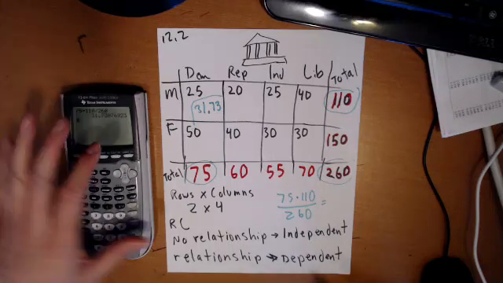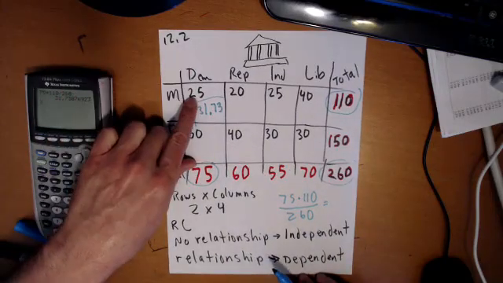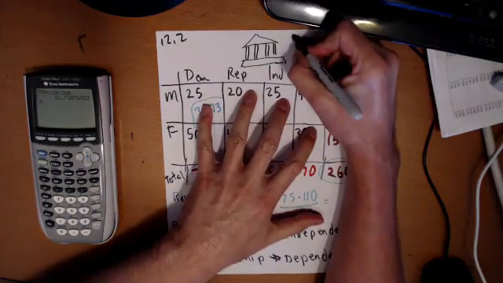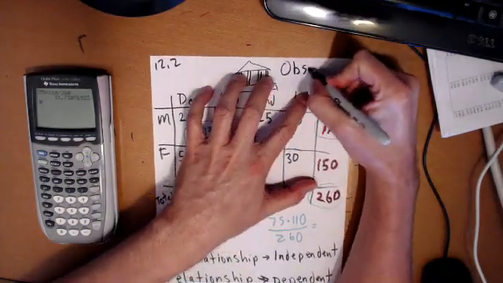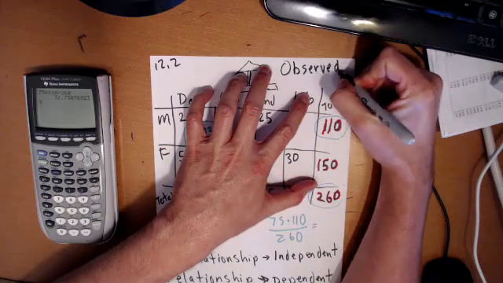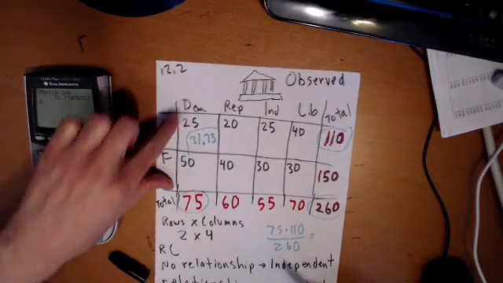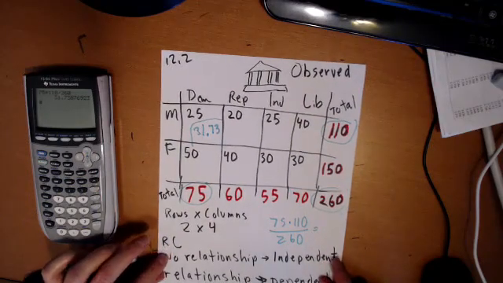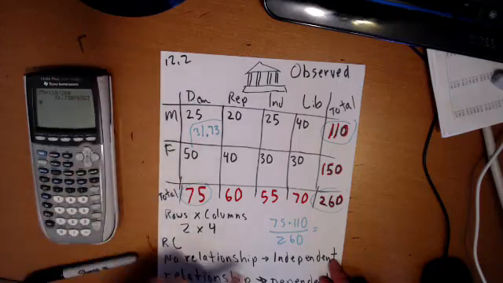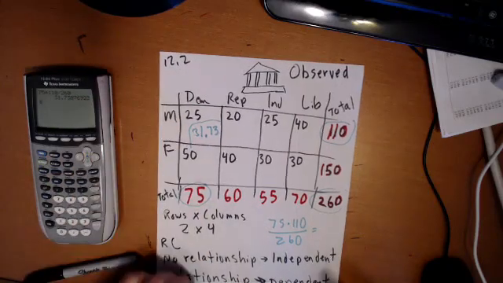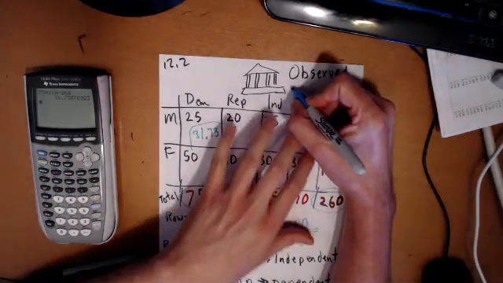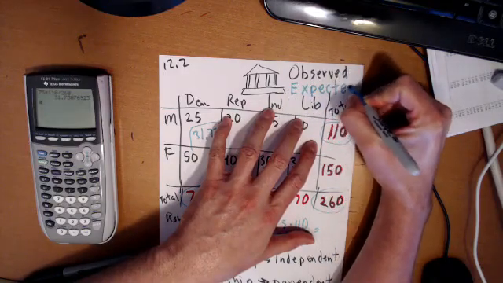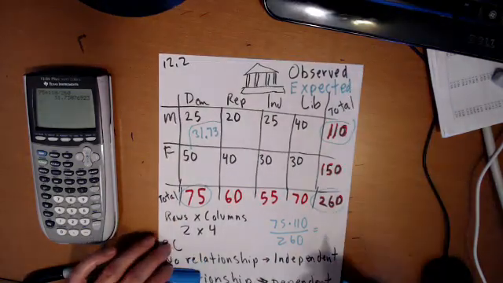Okay. So how many male Democrats are there? What did we observe? We observed 25. So we have our observations, observed data, 25 male Democrats. But if gender and political affiliation are independent, there should have been 31.73. So in blue here is our expected. And that's expected if independent.